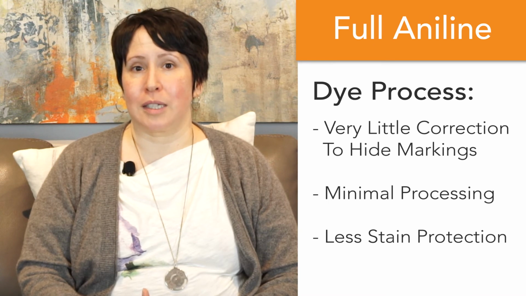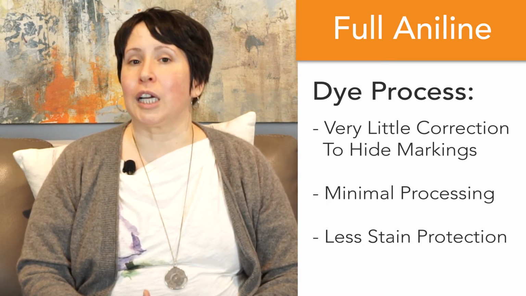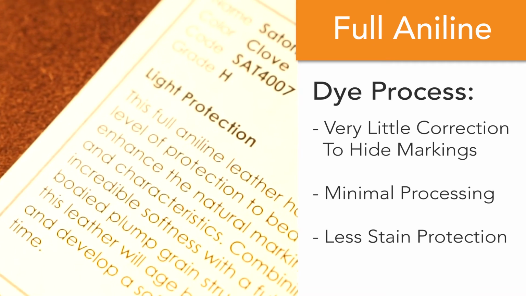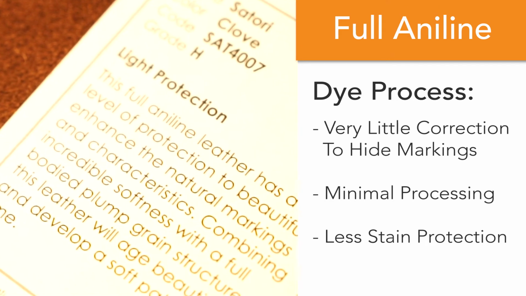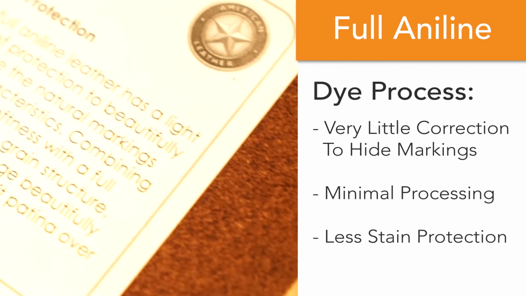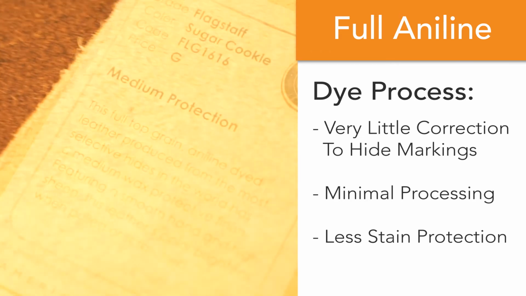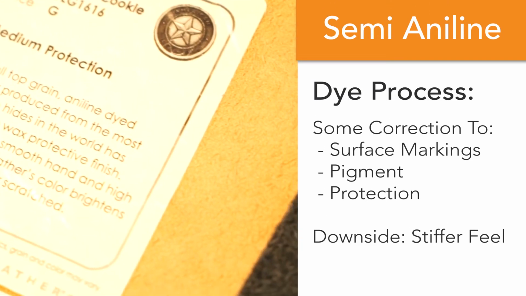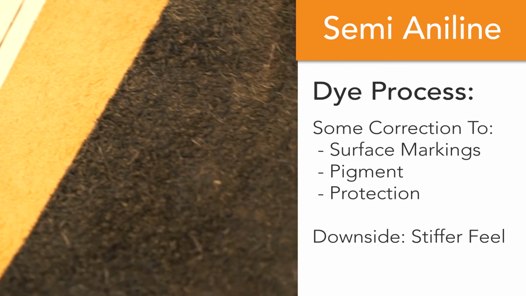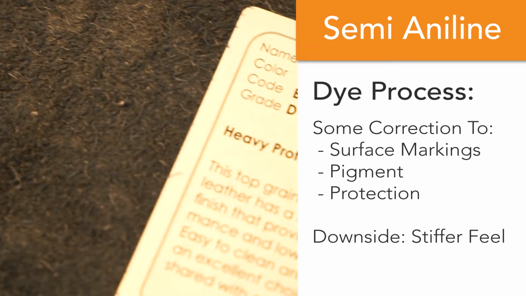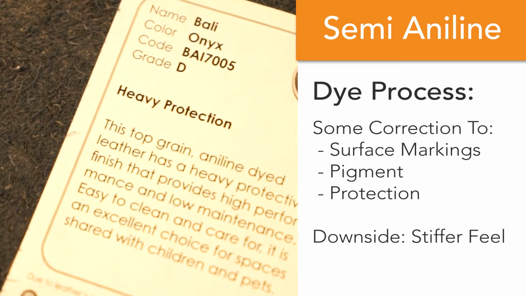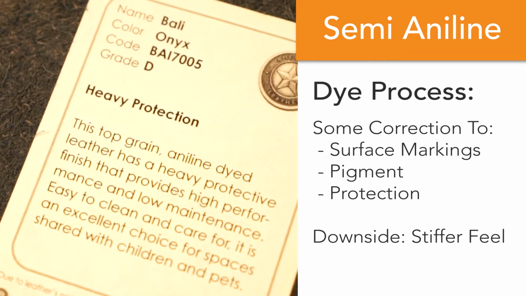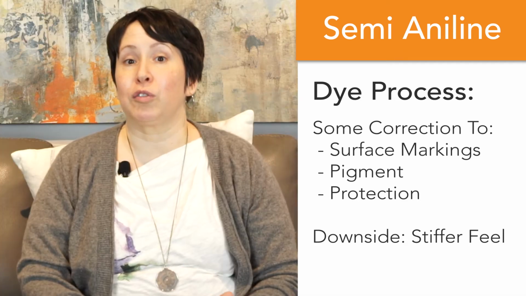Full aniline refers to a type of dye process. Typically, the leathers have very little correction done to the hide and minimal processing otherwise, so they can be more prone to stains. Semi-aniline has some correction done to the surface and also to the pigment, so it's more consistent overall in color. It also has had some protection added to the surface. The one drawback is that it might feel a little bit more stiff.